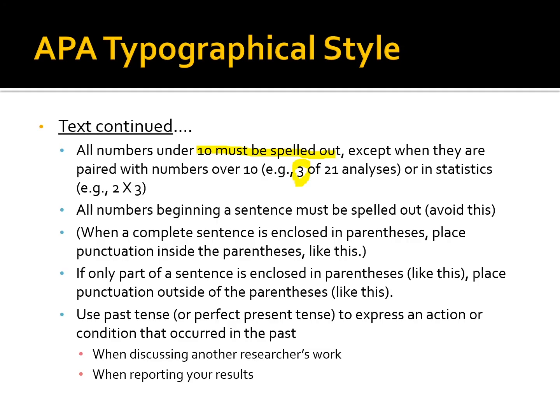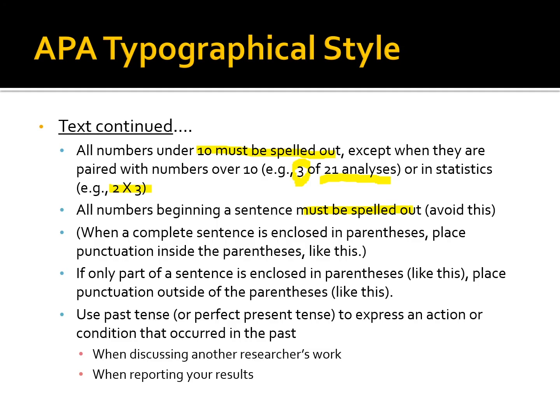Okay, continuing with text, all numbers under 10 must be spelled out, except when they are paired with numbers over 10. So for instance, 3 of 21 analyses, then you can keep the 3, even though it is under 10, as a number, because it's paired with a number that is over 10. And all numbers in statistics are fine to be just numbers, even if they are under 10. So for instance, 2x3 design, you can keep as 2x3, even though those numbers are under 10. So if numbers are under 10, unless in statistics, they have to be spelled out.